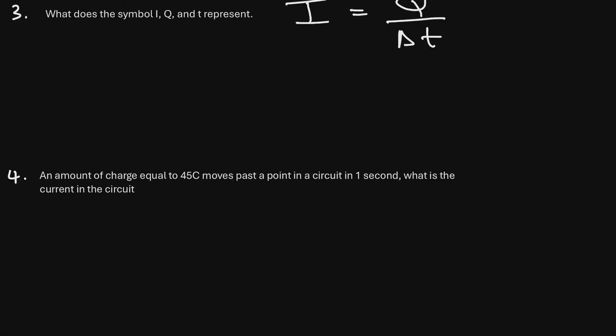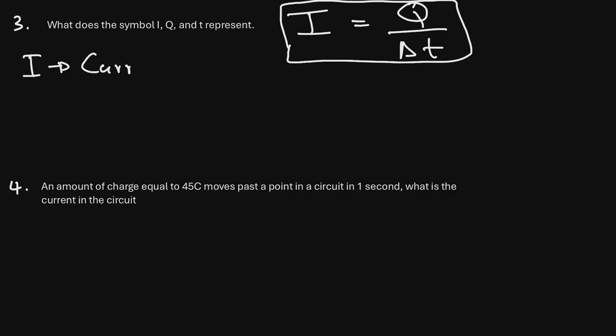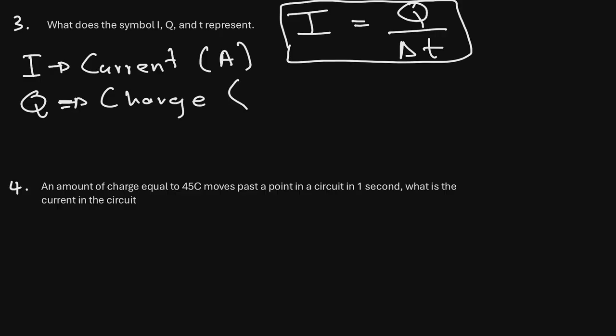So on the next problem, it says, what does the symbol I, Q, and T represent in the following equation? So I represents the current. And current is measured in amps. So Q will represent the charge. And we know the charge is measured in coulombs. And lastly, T will represent the time. And time is always measured in seconds.